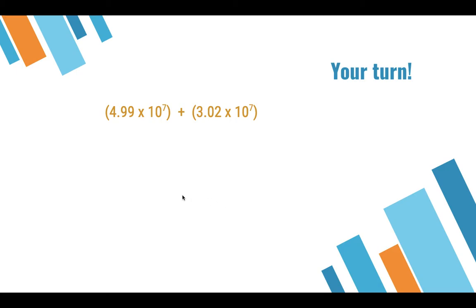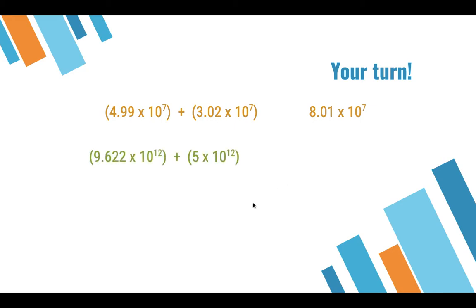All right, let's work through it. So the very first thing that we need to do is add our coefficients. So we add 4.99 plus 3.02. We get 8.01. And we then keep our exponents the same. So times 10 to the 7th. We look to make sure it's in proper form, scientific notation, and it is. Our digit in front has to be between 1 and 10, and it is. So our answer is 8.01 times 10 to the 7th.